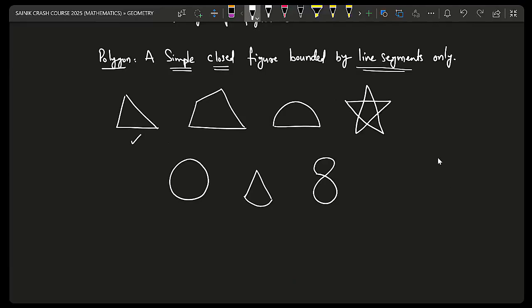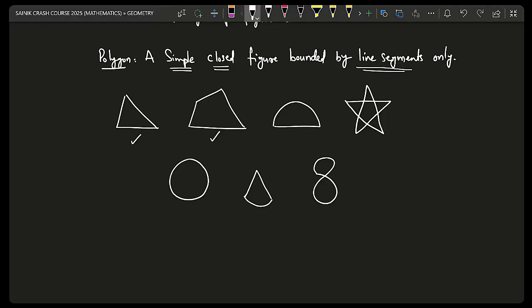Abhiday, can you explain whether a quadrilateral is a polygon or not? Yes, sir. Is it a simple figure? Yes, sir. Why is it a simple figure? Sir, it is not intersecting itself. Okay, and why is it a closed figure? Sir, where it started, there only it ended. Okay, and what is the third condition? Is it formed by only line segments? Yes, sir. So all the conditions are true. Can I say it is a polygon? Yes, sir. Very good.